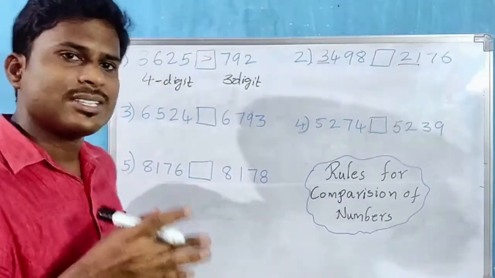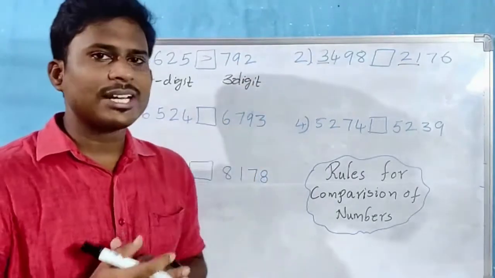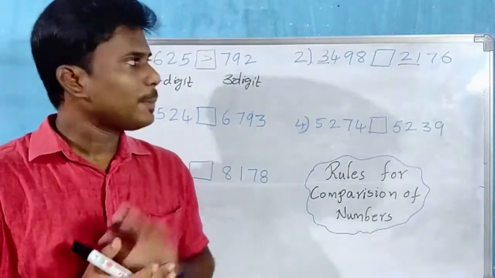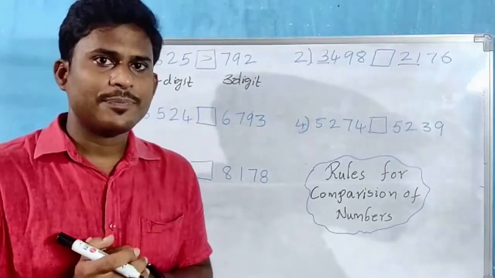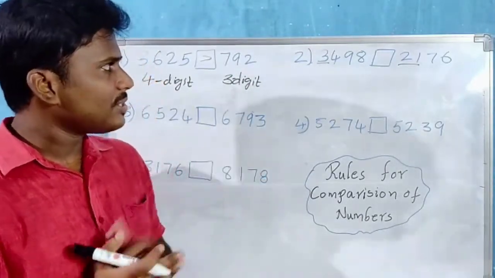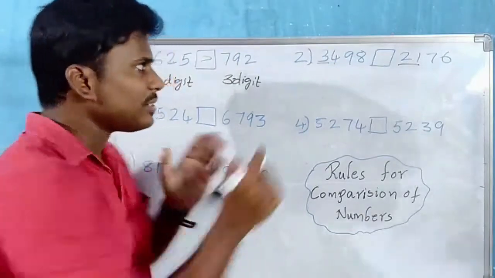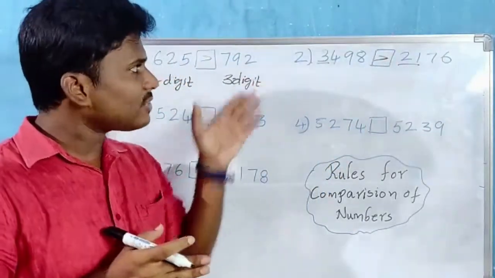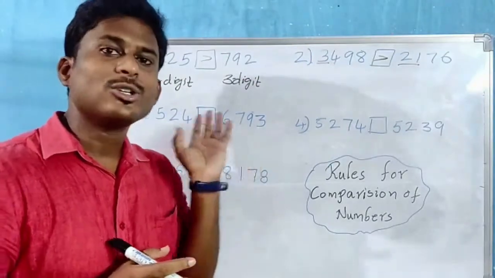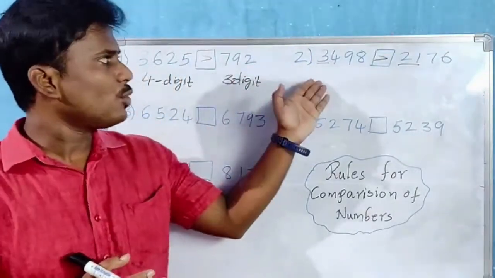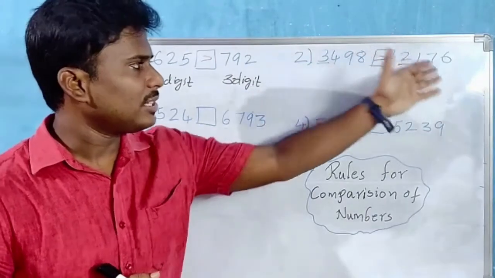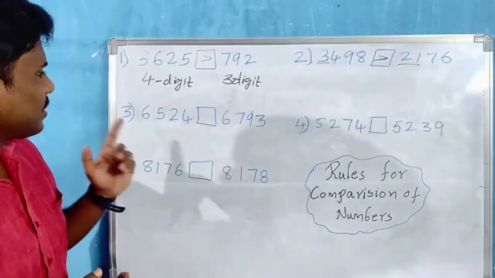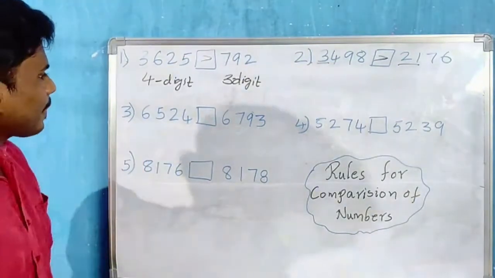So which digit is greater? Digit 3 is greater or digit 2 is greater? Digit 3 is greater. Greater is on the left hand side. So as we discussed, the greater than symbol is like this. When the digit in the highest place is greater, the total number becomes greater. So 3498 is greater than 2176.